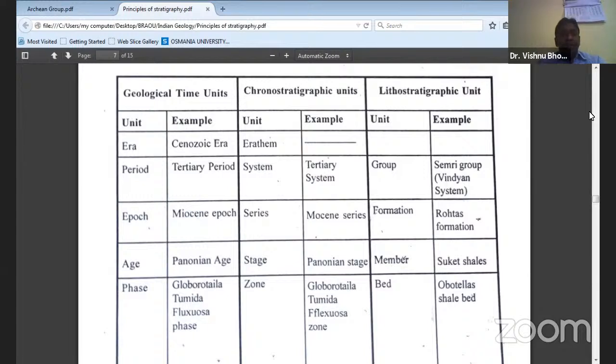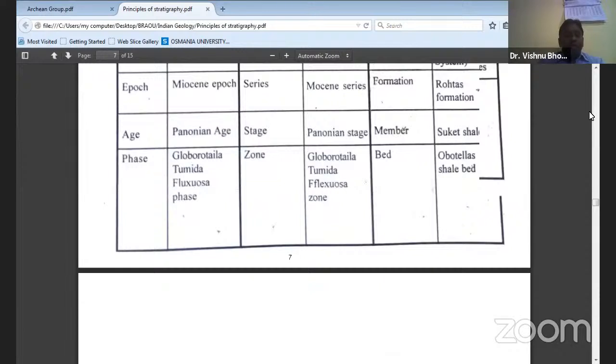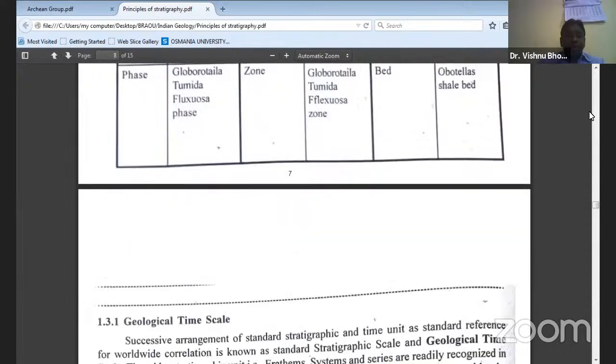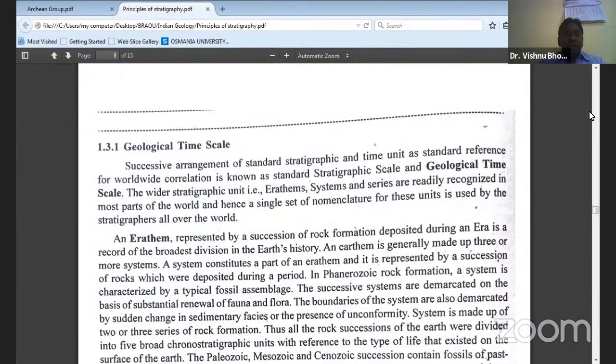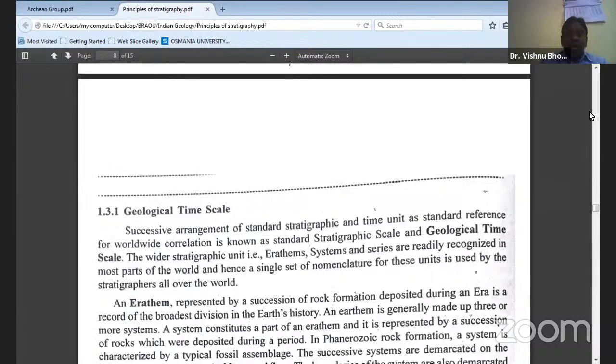Yes, now we have seen geological time units, chronostratigraphic units, and lithostratigraphic units. And finally, the geological time scale. The geological time scale gives clear information on what type of rocks were formed, and what type of animals and plants lived at the time, with respect to the specific time and the specific period, and what that age is.